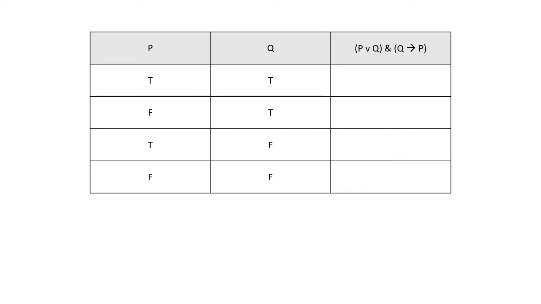Now on this one, we have three operators again. So we've got P or Q and Q arrow P.